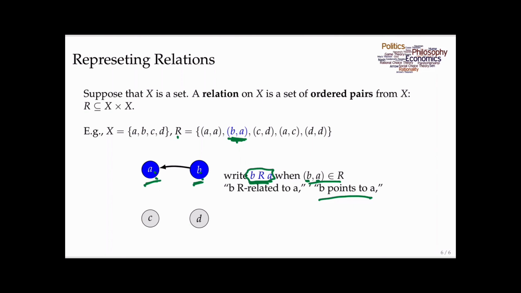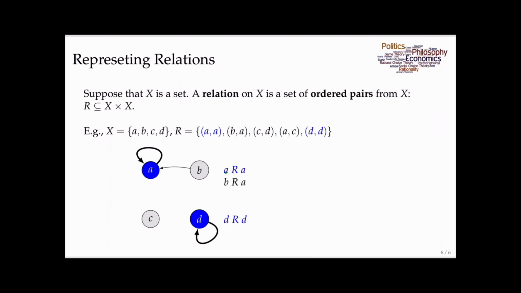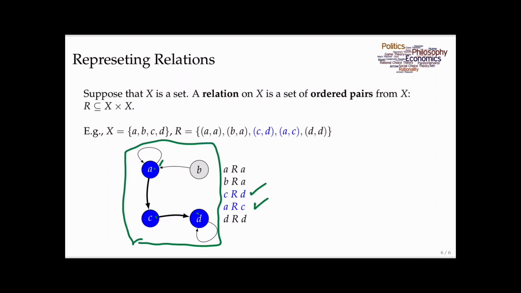Okay, so to fill out the representation of this relation, we can look at A is related to A and D is related to D. So those are going to be self-loops, or what you might call reflexive arrows. Those are arrows that point back to themselves. And then finally, we have C is related to D and A is related to C. So A is related to C, C is related to D, and we have D is related to itself, A is related to itself, and B is related to A. So this picture right here is a visual representation of this relation.